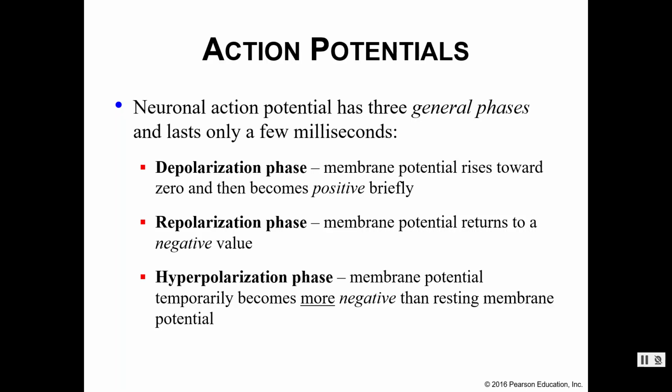Hyperpolarization involves you're kind of overdoing it a little bit. You're going beyond resting membrane potential. You've gone more negative than what you needed to. So remember, for neurons, resting membrane was -70. So maybe we went -75 or -80, okay, before we came back to rest.